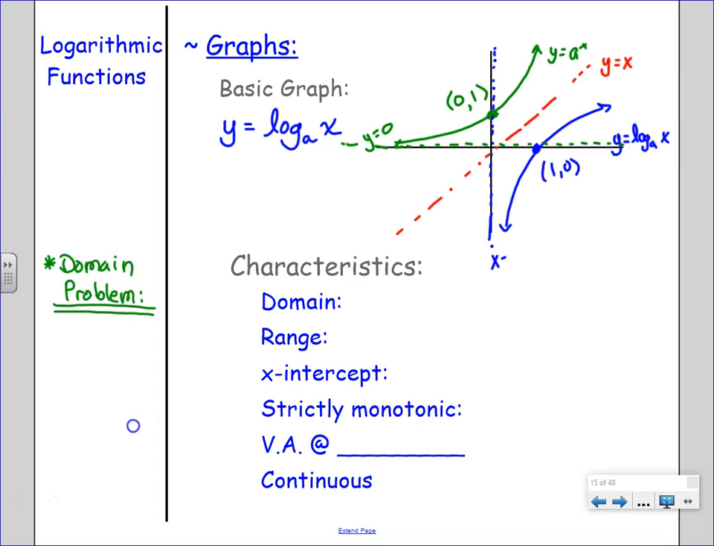See, everything just flips. If the exponential has a point of 0, 1, the logarithmic has a point of 1, 0. The exponential has a y equals 0 horizontal asymptote. The logarithmic one's going to have a vertical asymptote of x equals 0.